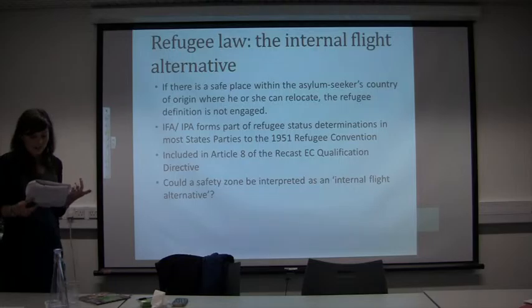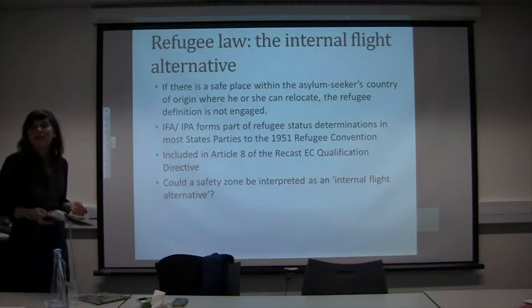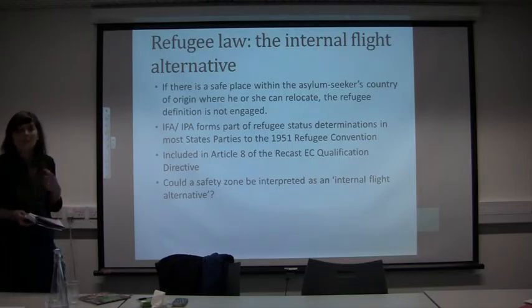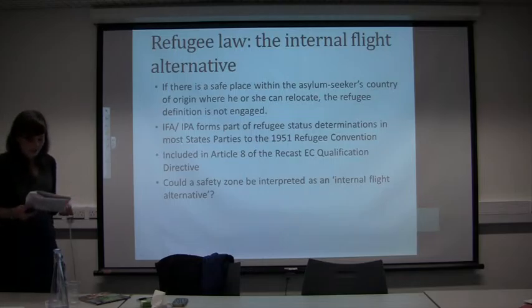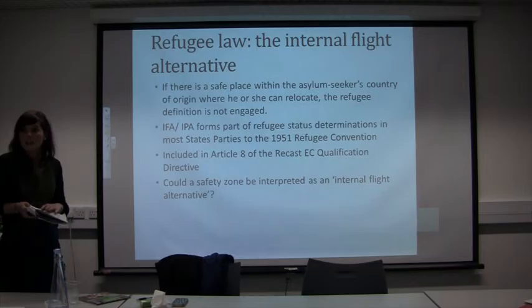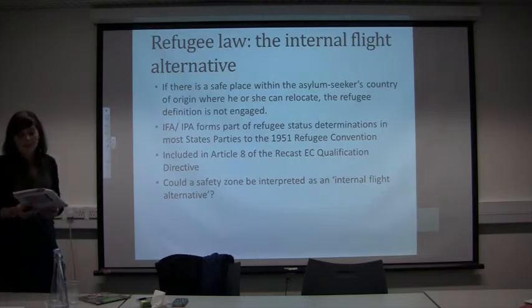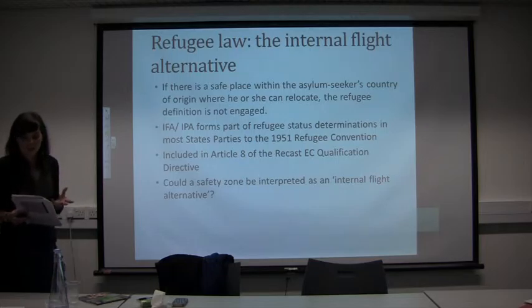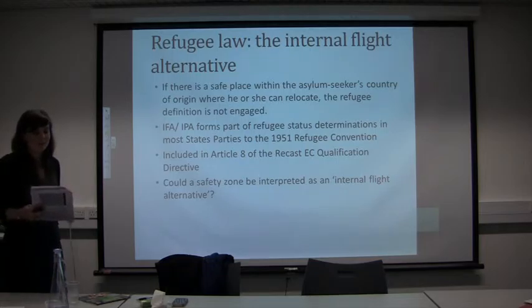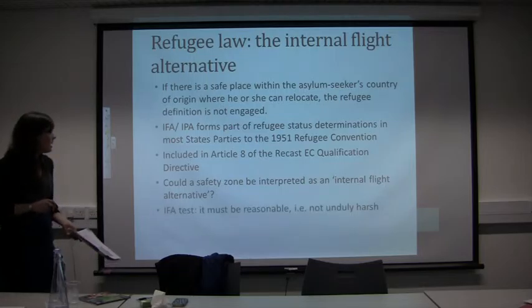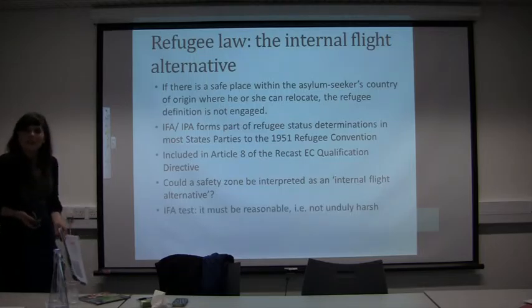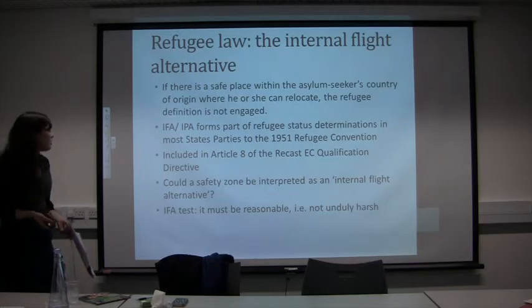So in Iraq in the 1990s, third states rejected asylum claims because people could go back to their safe havens. And in Bosnia in the 1990s, the European states denied asylum to Bosnian refugees because of the safe havens. And this is despite the fact, for example, one commentator said that safe areas in Bosnia were the most dangerous places in Bosnia.